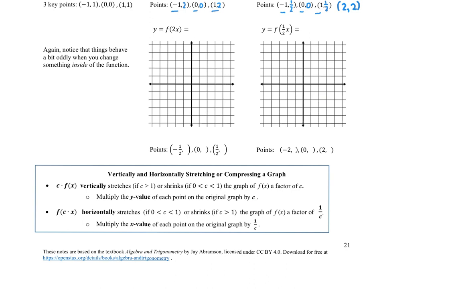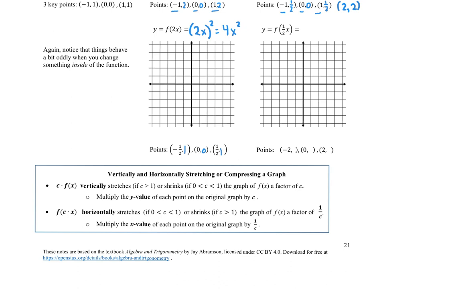Moving on to the next graphs, notice now we're multiplying by 2 again, but this time inside the parentheses. We're multiplying by 1/2 again, but this time inside the parentheses. Let's see what happens here when we plug in our key points. Our function will be 2x squared now, which comes out to be 4x squared. And if we plug in our key points to this function, we'll get these values, 1, 0, and 1.